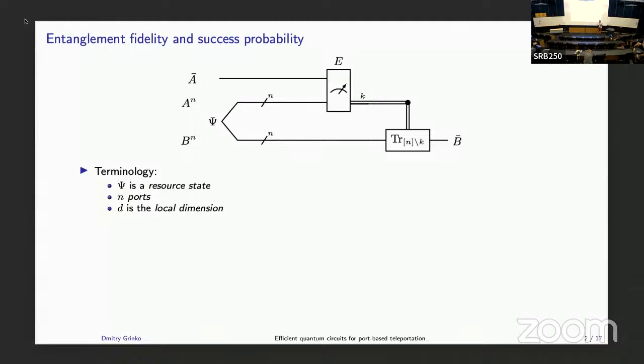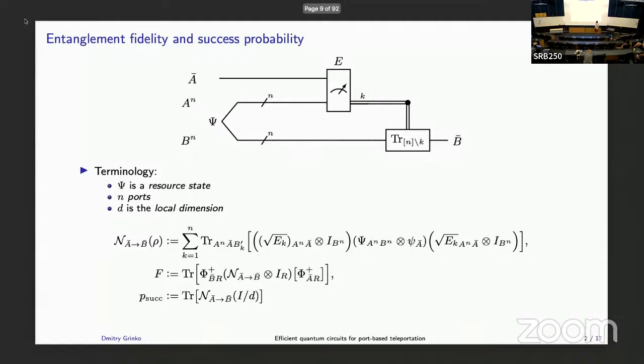We need to introduce some figures of merit which we would like to optimize. More precisely, we can think about this protocol as some quantum channel from A bar to B bar. What is going on here is that this E represents a measurement which Alice implements. We assume Alice has n outcomes, but potentially there might be an additional outcome which will indicate a failure, like k equal to 0. In principle, we will assume that this channel is actually not trace preserving.